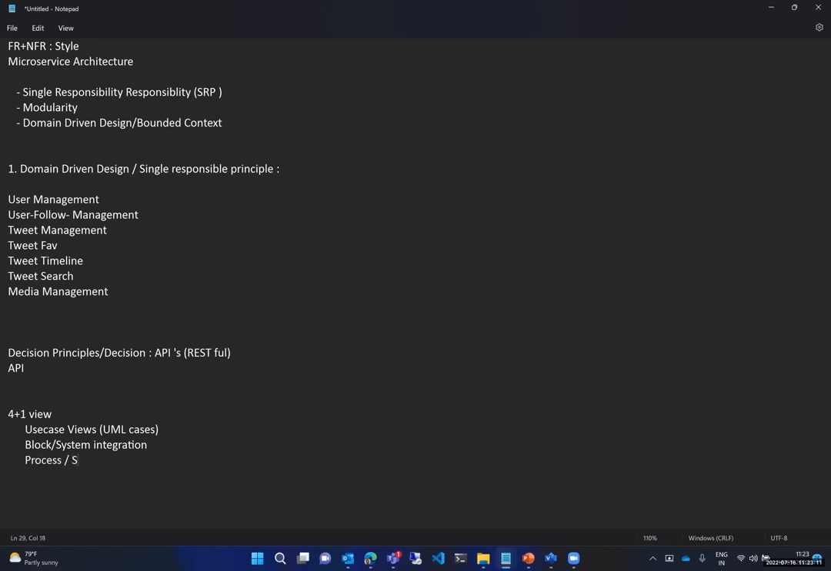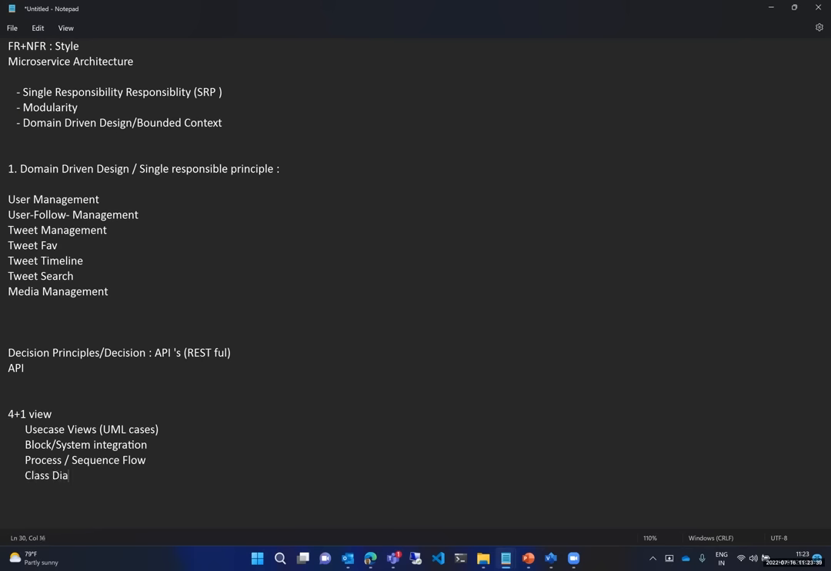Tell me the flow. Give me the flow chart. Okay, someone is posting a tweet. What steps does it take? Maybe it will create a tweet ID. It will store the tweet in the database. If the tweet has some video or audio, it needs to be stored in the media table, something like that. So there is a sequence of steps. So you need to have a process or a sequence flow.